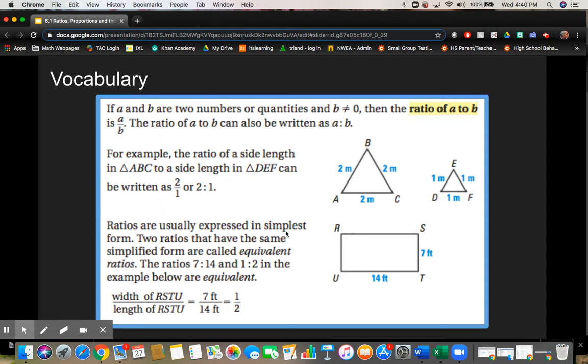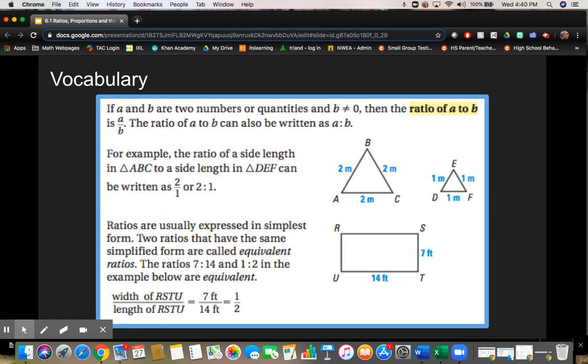Ratios are usually expressed in simplest form. Two ratios that have the same simplified form are called equivalent ratios. The ratios 7 to 14 and 1 to 2 in the example below are considered equivalent.